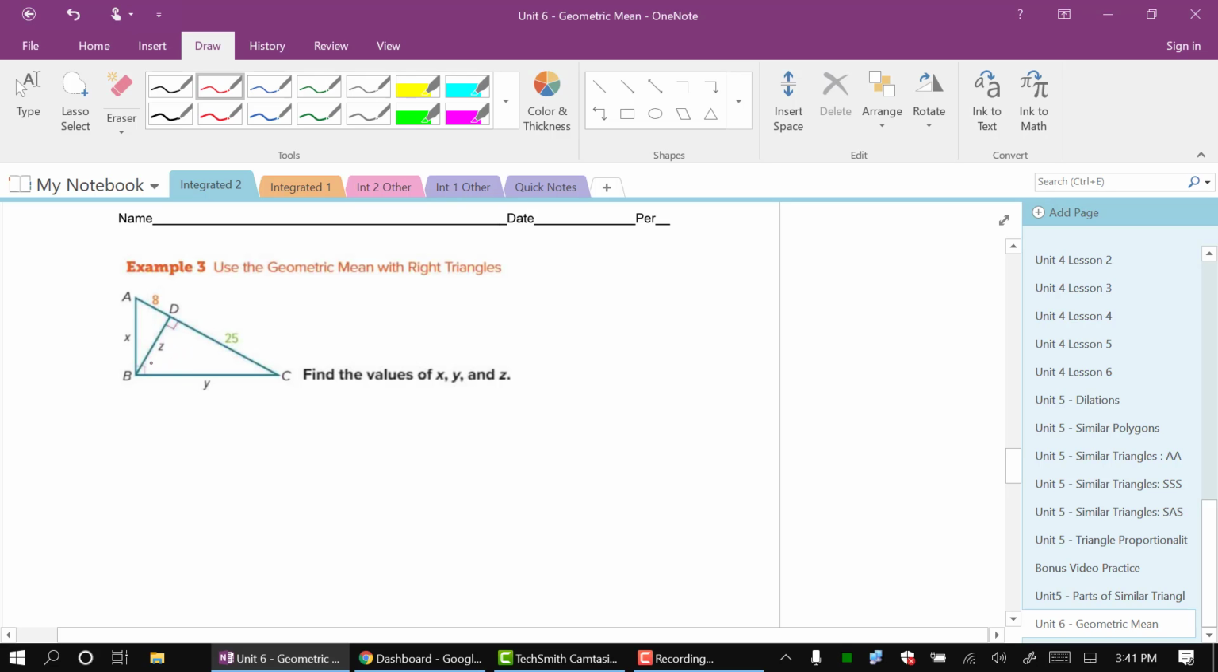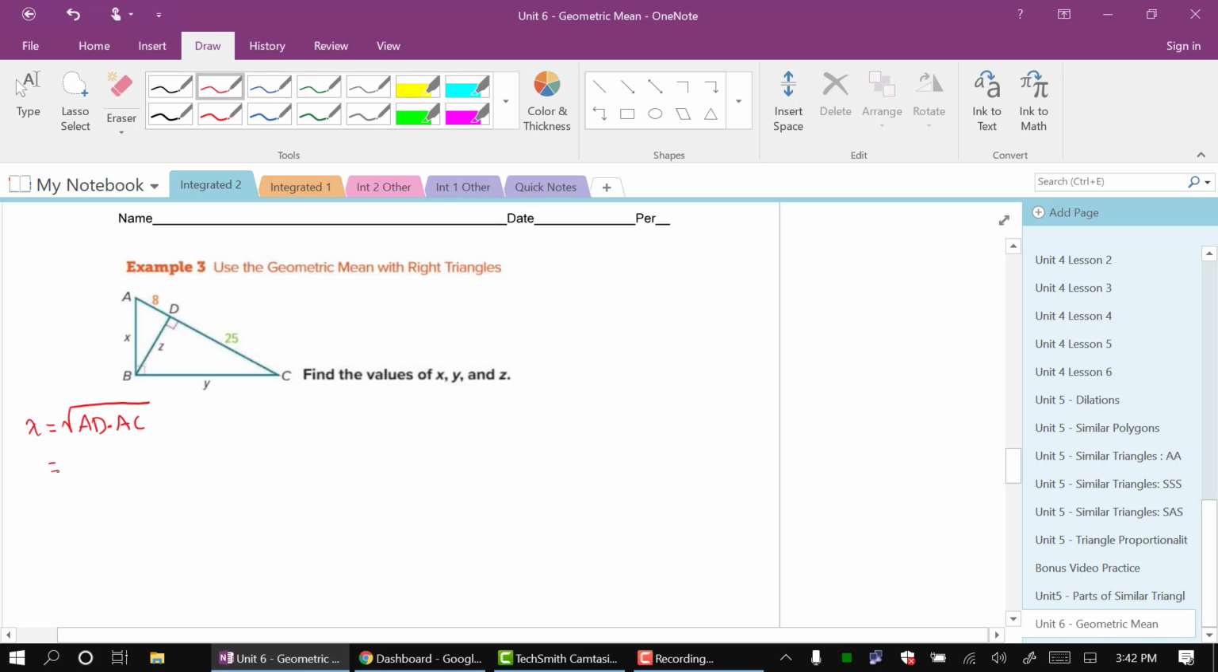So x. Well, x is the leg of our triangle. So since it's the leg of our triangle, x is the geometric mean of AD. So it's going to be adjacent to AB and BC. So x equals the square root of AD times AC.